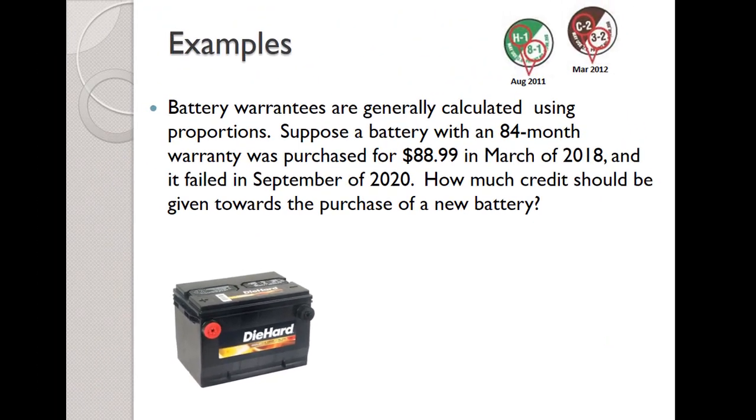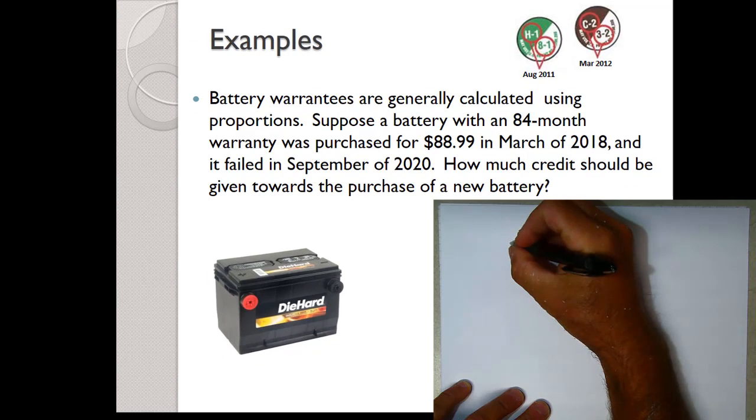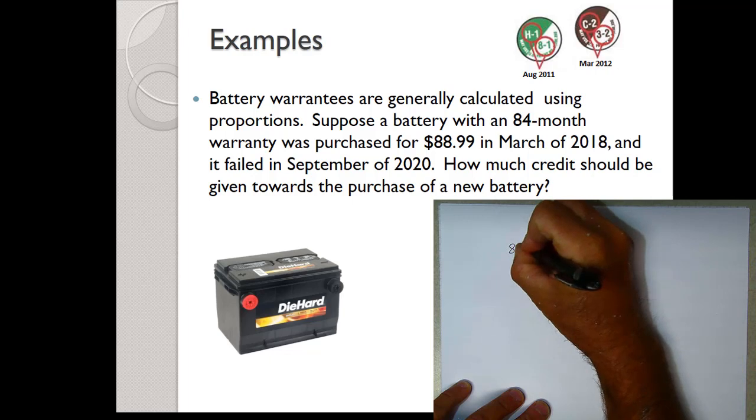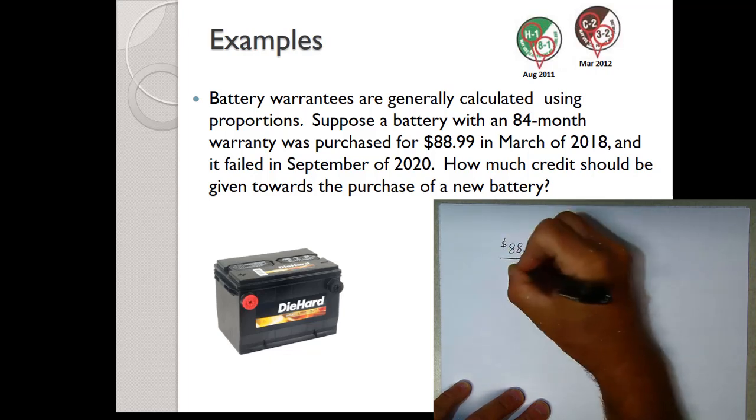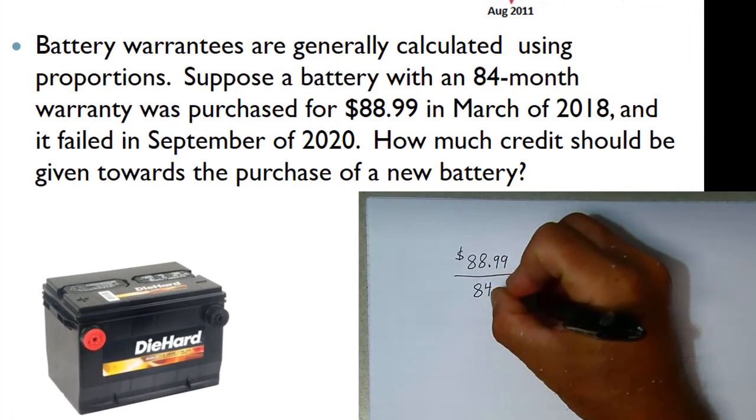Okay, this is how battery warranties work actually. They're called prorated warranties because they're based on a proportion. A battery with an 84-month warranty was purchased for $88.99 in March of 2018, and it failed. So if that battery goes back, you won't get a full replacement. Depending on the warranty, you'll get a prorated replacement. Here's how this works. We know that if you spend $88.99 on this battery, it should last 84 months.